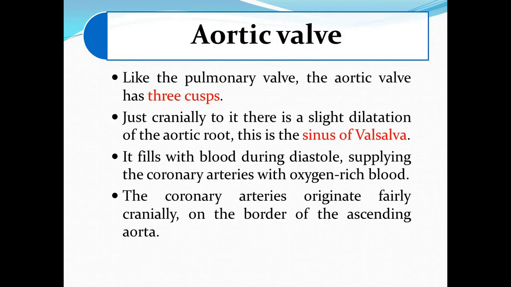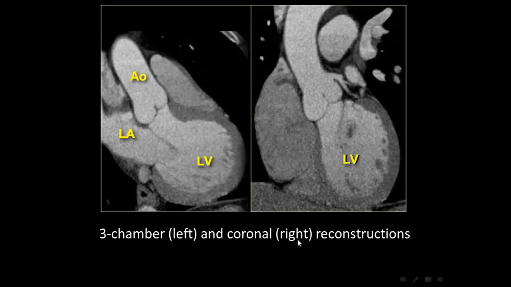The aortic valve also has three cusps, as we mentioned, and another feature is that there is a slight dilatation of the aortic root. These are called the sinuses of Valsalva or the coronary sinuses, because the coronary arteries originate from them. It fills with blood during diastole, supplying the coronary arteries. The coronary arteries originate fairly cranially on the border of the ascending aorta.